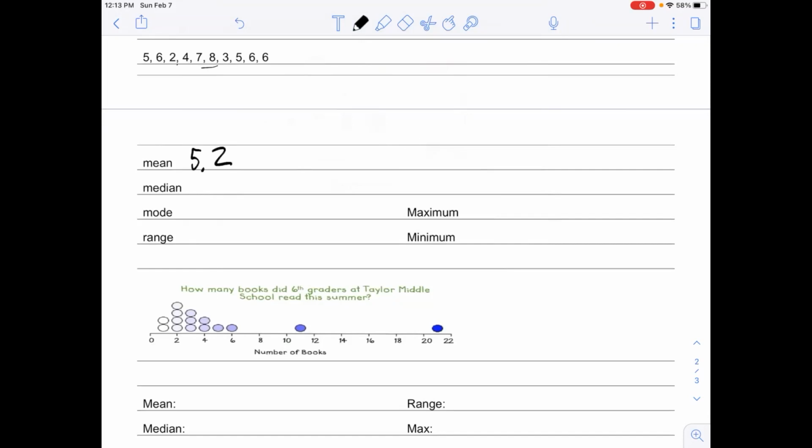For the median, if we put the numbers in order from least to greatest, we have 10 total numbers. So our middle numbers will be 5 and 6. 5 plus 6 divided by 2 is 5.5, and that will be our median.